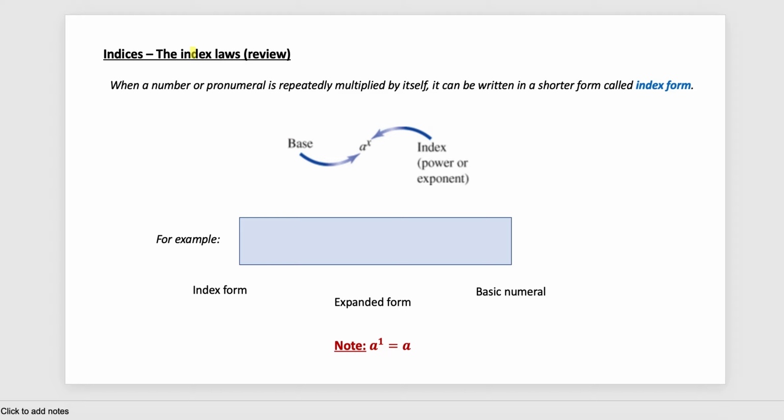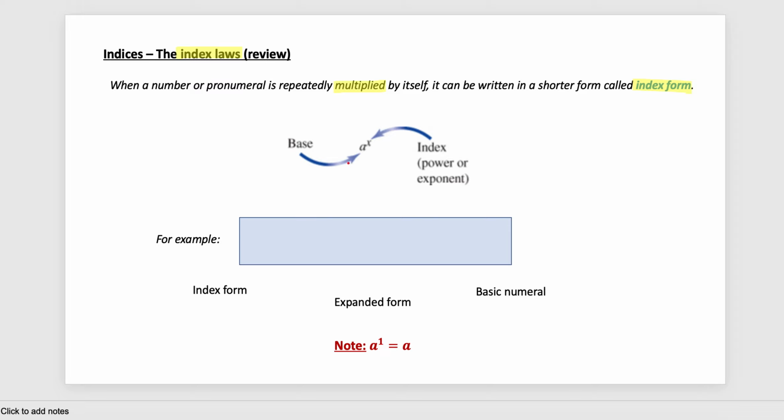In this lesson, we're going to introduce the index laws. So let's have a look at what an index is, first of all. When a number or pronumeral is repeatedly multiplied by itself, it can be written in a shorter form called the index form. So here we've got a to the power of x.